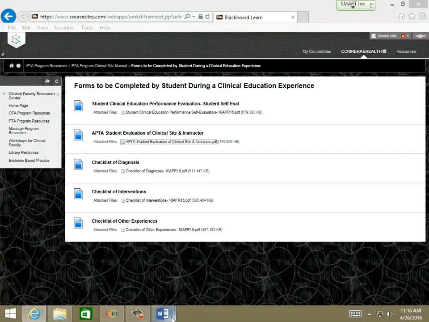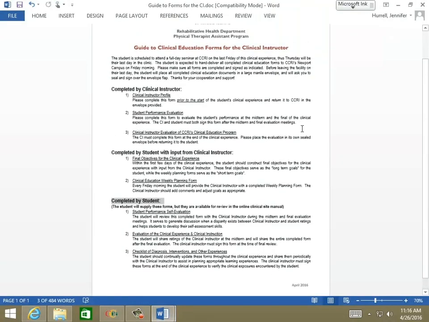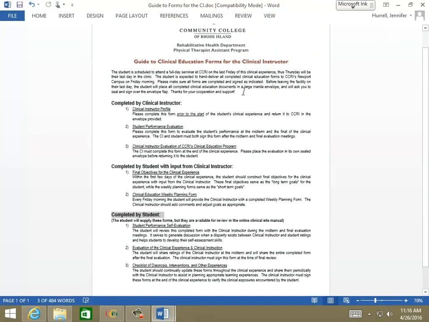At the very end of the clinical, once all of this paperwork has been completed, we ask that the student take all of these completed and signed forms and put them in a large manila envelope that we provide for the student. We ask the student to seal that envelope, and we ask that you as the clinical instructor sign over the flap of that sealed envelope, to ensure that as the student hand delivers that information back to CCRI, all of that information is just as it was when it left you at the clinical site.